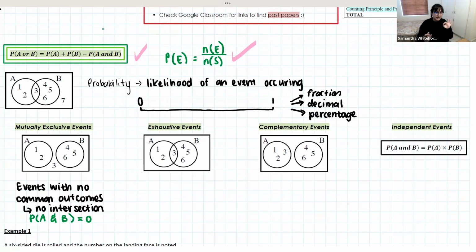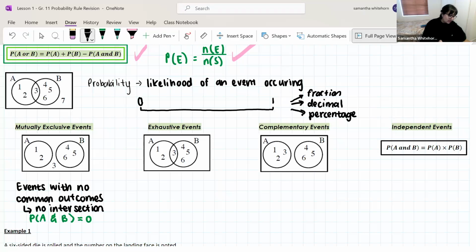When we get to exhaustive events, now I'm not saying we don't ever use these, it's just not used a whole lot. Generally, we use mutually exclusive and independent events in assessments, but you need to be aware of both complementary and exhaustive because we can test you on them. So exhaustive events are events that together, all of their outcomes form the sample space.